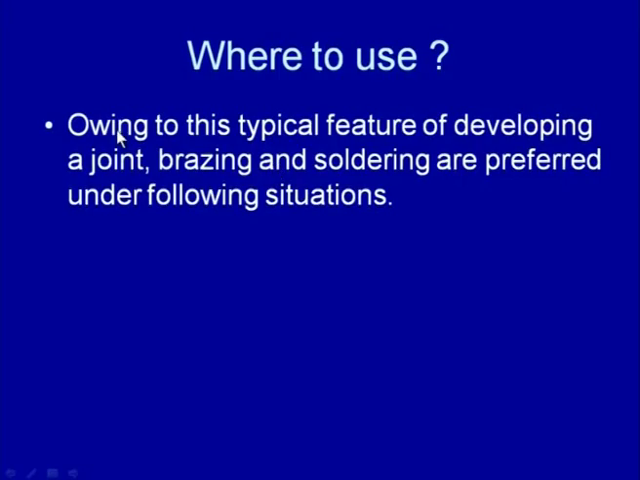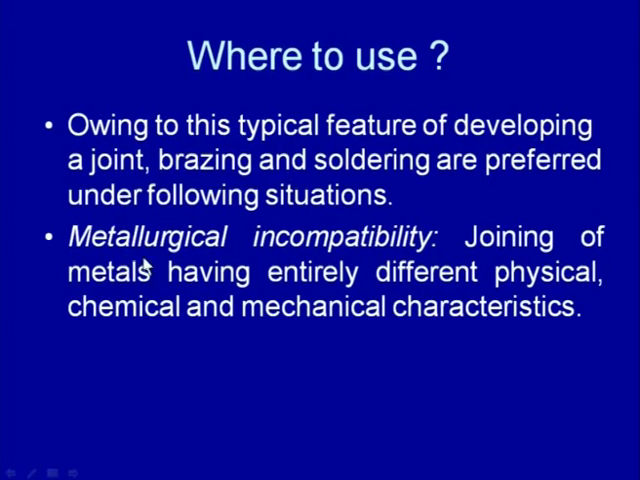Under what conditions these processes find their applications, that is what we will be seeing. Owing to the typical feature of developing a joint by brazing and soldering, that it uses very low heat input, and the joint is made without melting of the faying surfaces, this helps in application of these processes under different conditions. So, the first one you can say is metallurgical incompatibility.